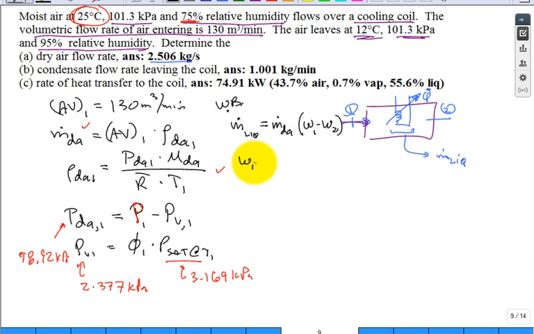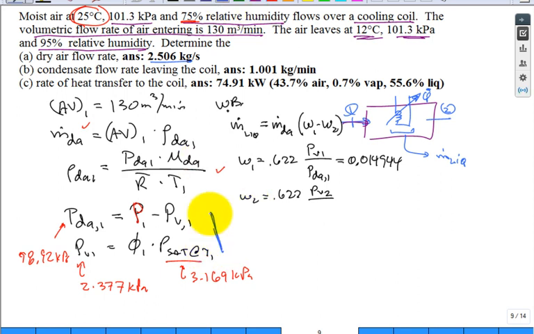How do I calculate omega 1? 0.622 times the pressure of the vapor at state 1 over the pressure of dry air at state 1. And those numbers, let me see, 0.014944. Too many digits, I know, but keep them. Omega 2, 0.622. I have to get the vapor pressure at 2. How do I do that?